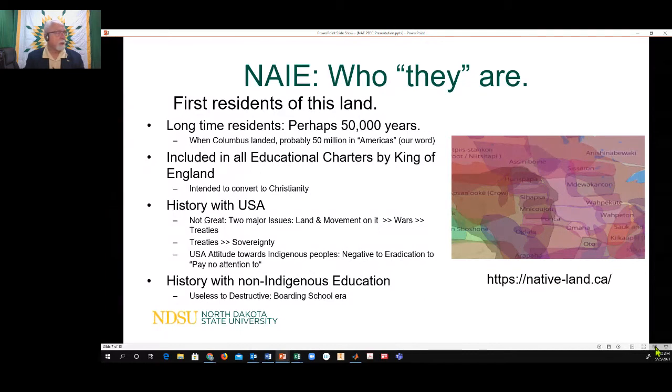When we won the War of Independence, things started to change. The history with the U.S. for indigenous peoples has two major issues: the land and movement on it. That caused wars. Wars ended in treaties. Treaties led to sovereignty. And that's a problem. I don't think there are many of you out there that are teaching to a population from a sovereign nation that is just down the road a piece. So the other thing we've had to do is overcome boarding school issues, which actually is a negative connotation to education off the reservation.